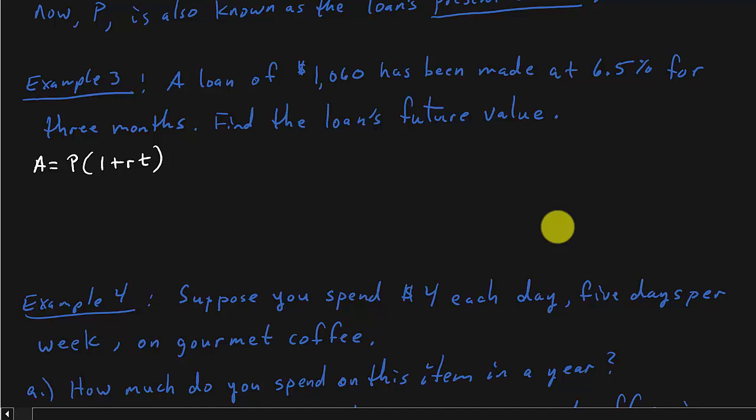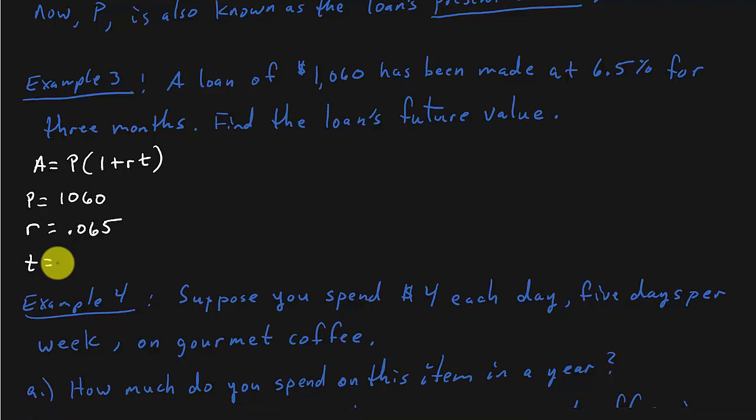All right, so P, which is our principal, that is $1,060. R, that's 6.5%, so that's 0.065. And then T, that's the time in years. Well, it says for 3 months, right? So that's going to be 3 over, and how many months are in a year? That's 12. Okay?